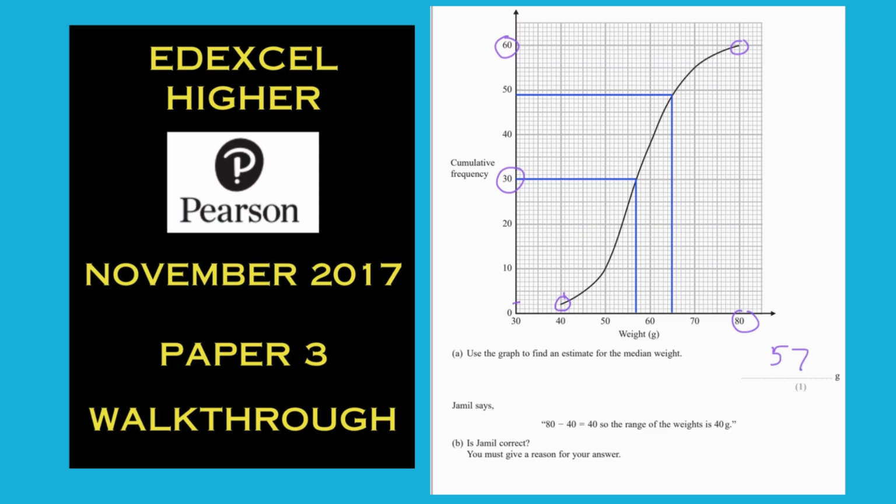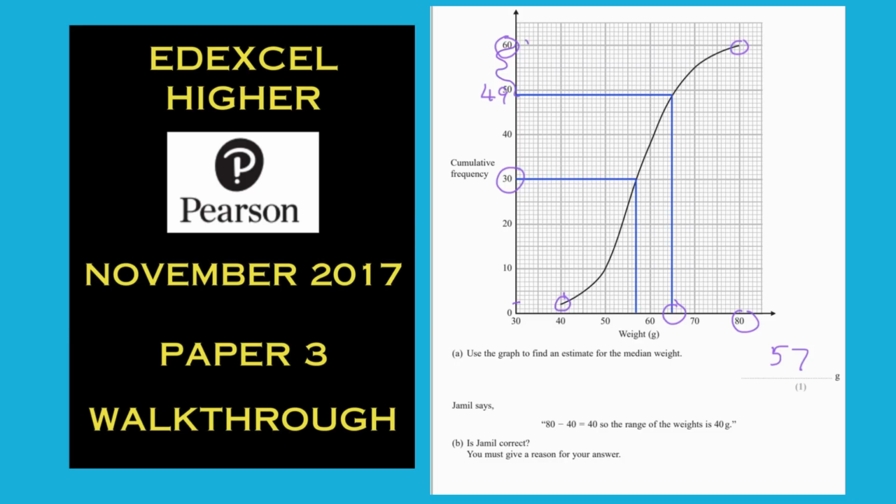I won't turn on to the next page because all it asks you is show that less than 25% of the potatoes have a weight greater than 65. So you find 65 grams, up you go and along. As you can see, I'm hitting 49.